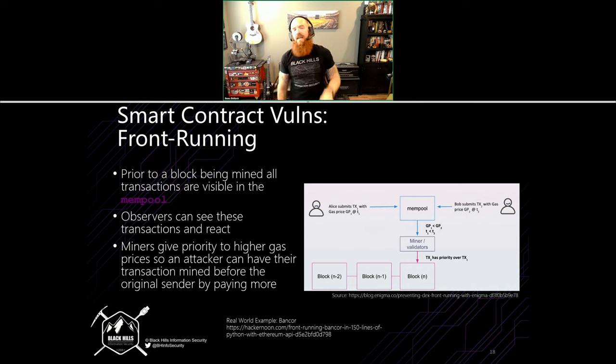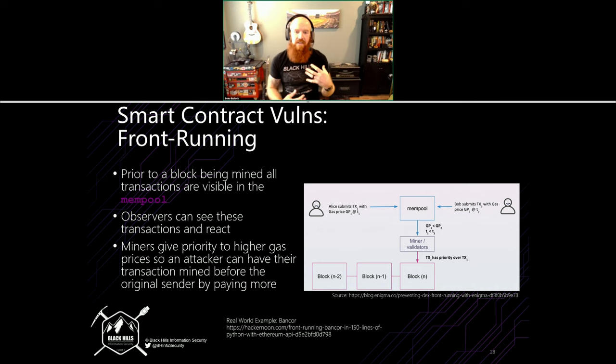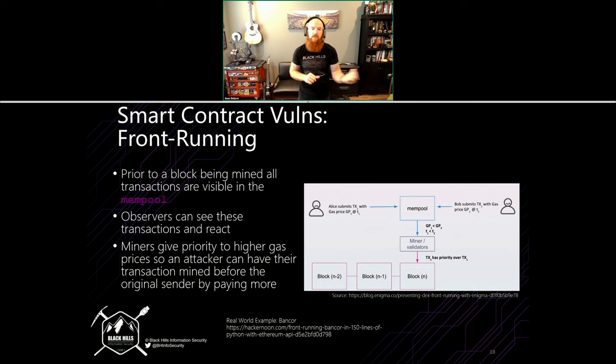So if, for example, I'm an observer watching the mempool for a transaction that I know is going to a certain contract, I can see a transaction come in and try to front run it by submitting the same transaction but paying a higher gas price. In a lot of cases, the miners will see the transaction I sent, that I paid more, and they have an incentive to mine that one before the person who originally submitted it.